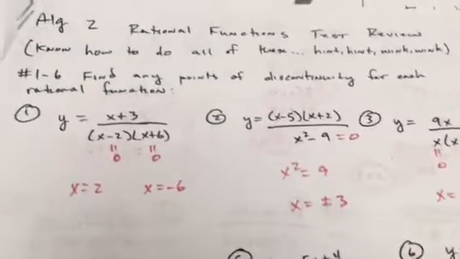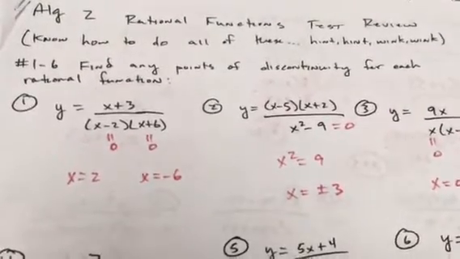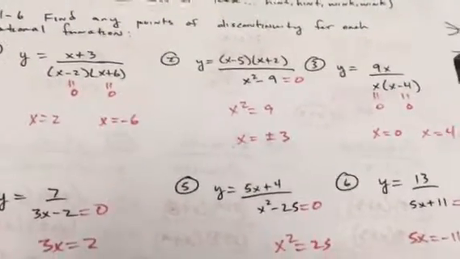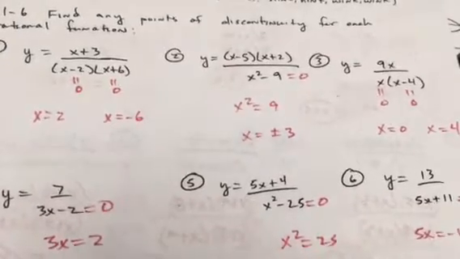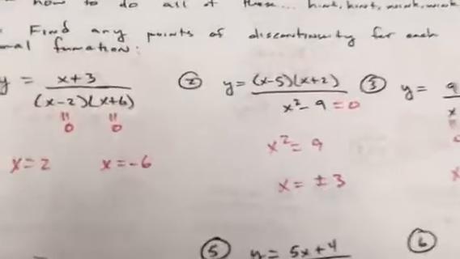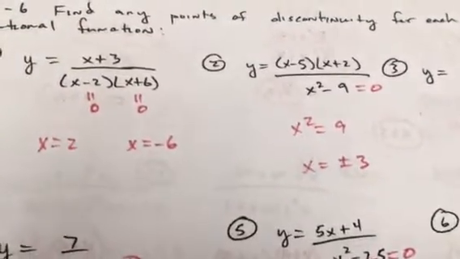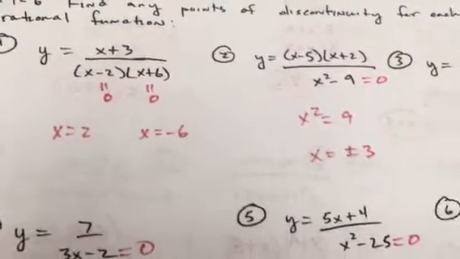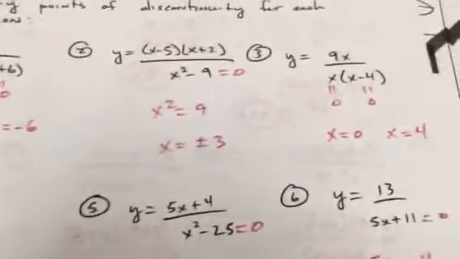Guys, for numbers 1 through 6, find any points of discontinuity for the rational function. A discontinuous point here is a value of x that makes the denominator 0. So simply set the terms in the denominator equal to 0. x minus 2 equals 0, x plus 6 equals 0. You get x is 2, x is negative 6.